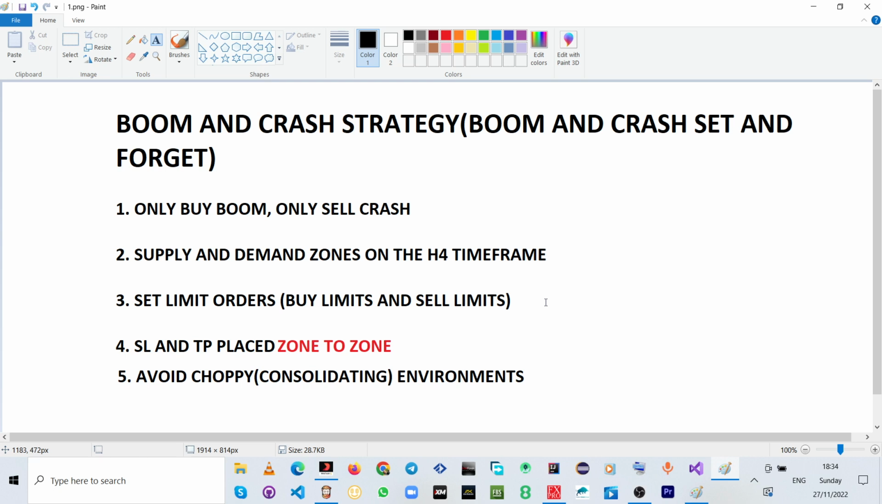So guys, let's get in it. The first rule is only buy boom. I know you've been browsing and have already read them all, but I'm going to be going through them one by one. The boom 1500 and 300, we only buy them, no selling. We just buy them because they are meant to be bought, not sold.